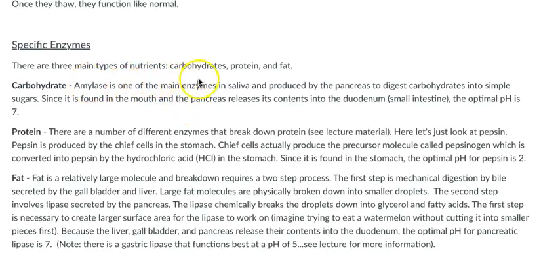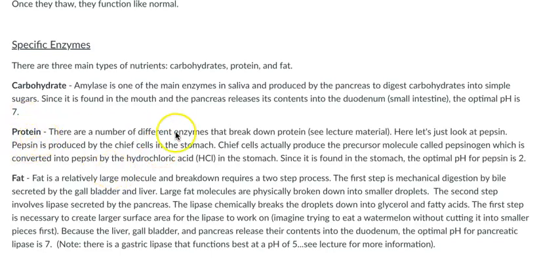The amylase that is produced in the saliva, once it gets to the stomach, it stops working. That's why you have the pancreatic amylase that will release into the duodenum, the first part of the small intestine, because that salivary amylase has stopped working in the stomach. So now you need a new one to start back up in the small intestine.